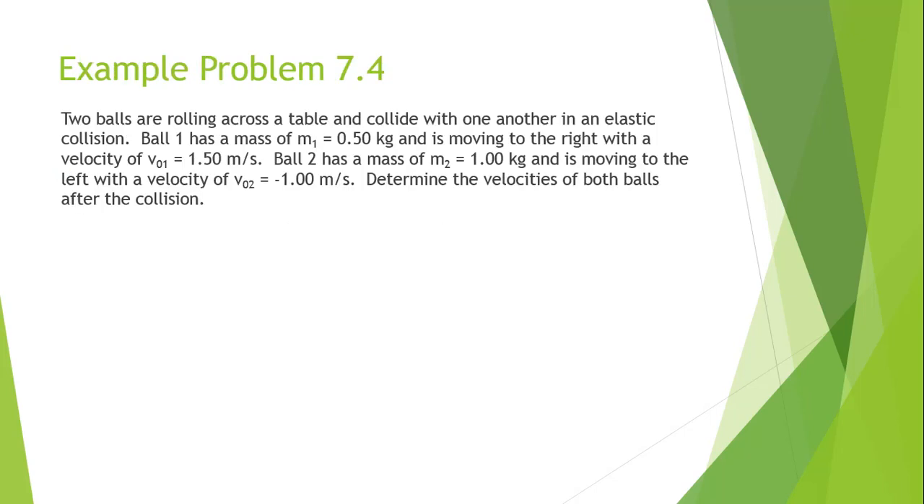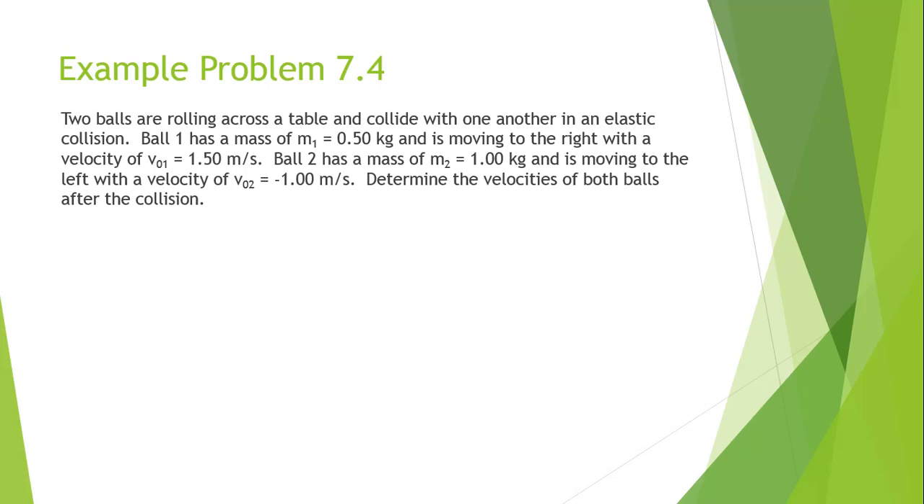So let's look at an example where a collision is elastic. Two balls are rolling across a table and collide with one another in an elastic collision. One thing to watch out for, at least with the English language, is that elastic collision and inelastic collision sound similar, so you have to be careful when saying those two terms. If I was saying this out loud, I'd say they collide with one another in a collision that is elastic, to avoid that confusion.